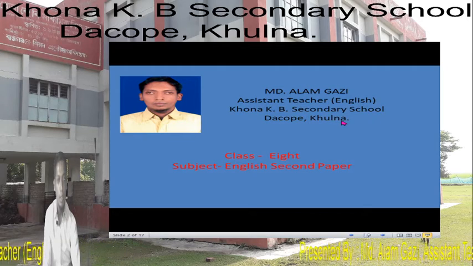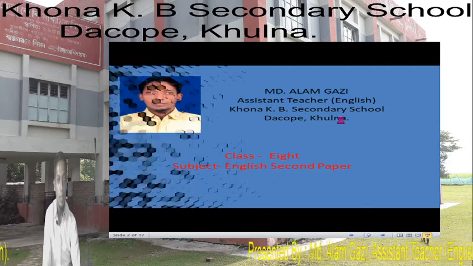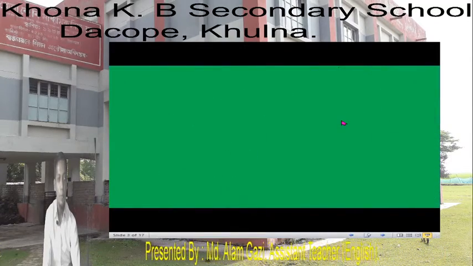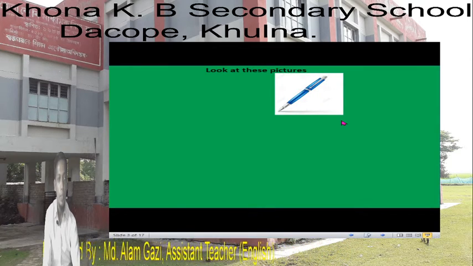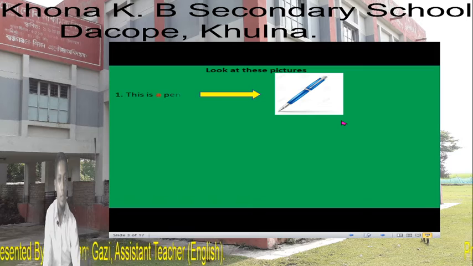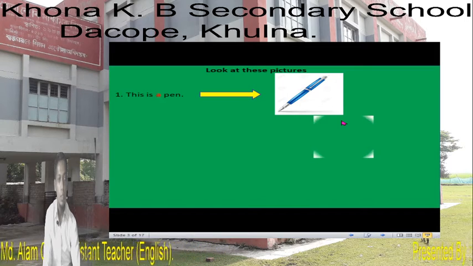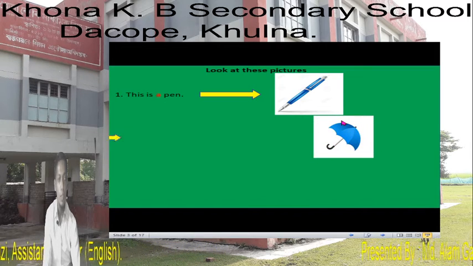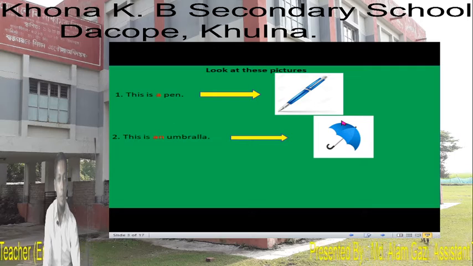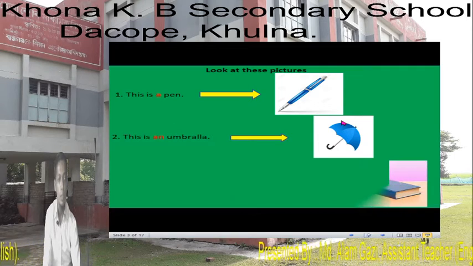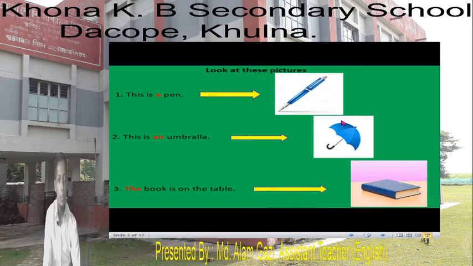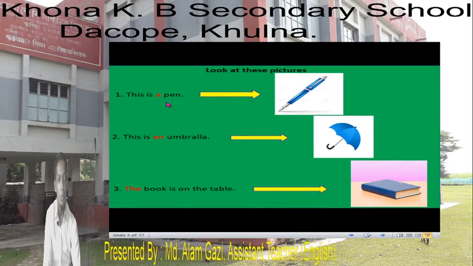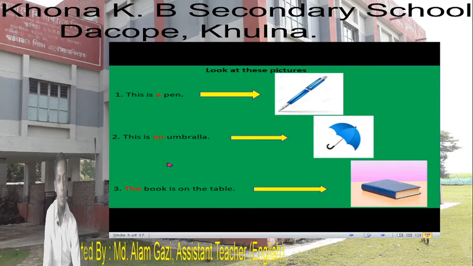Dear students, look at these pictures. This is a pen. This is an umbrella. The book is on the table. In these sentences, we use a, an and the before a noun.